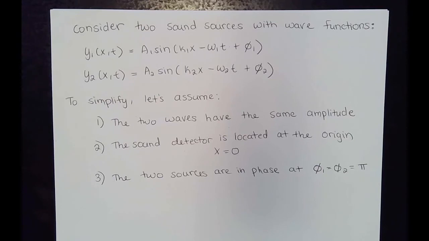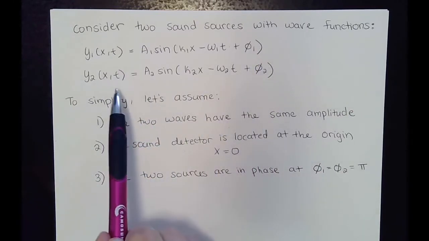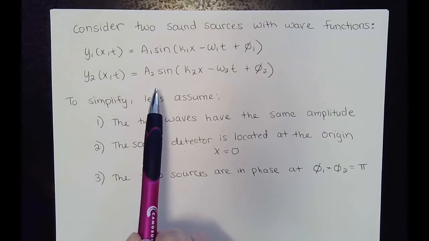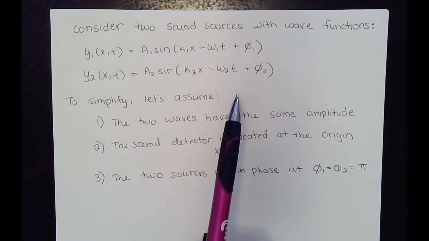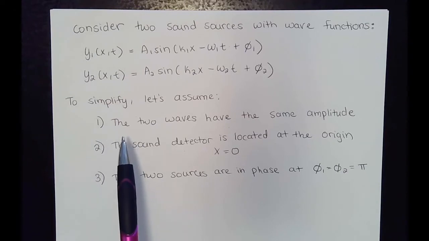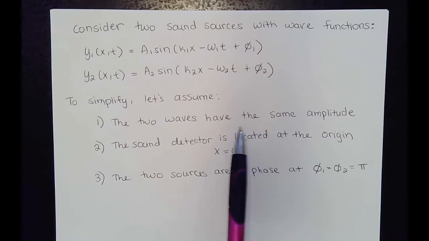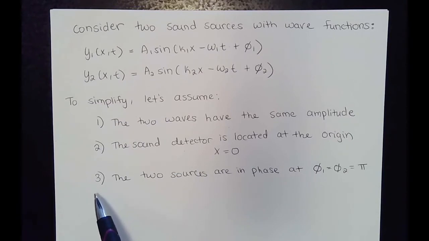Okay, let's now look at the theory for beats. And to do this, let's consider two sound sources with these two wave functions, y1 at x and t and y2 at x and t, as we've seen before. And what I'm about to do is true for any conditions, but let's simplify and assume the following since it won't change the result, but it will simplify the math greatly. So first, the two waves have the same amplitude. Secondly, the sound detector is located at the origin, x equals 0. And 3, the two sources are in phase at phi1 equals phi2 equals pi.